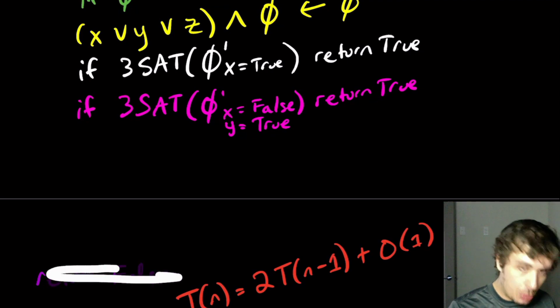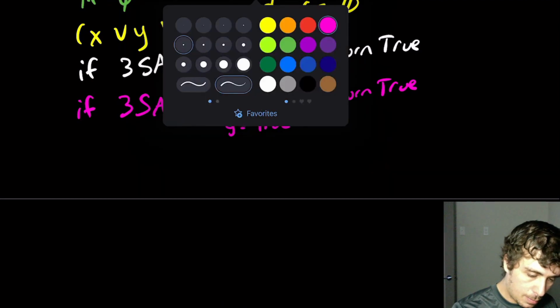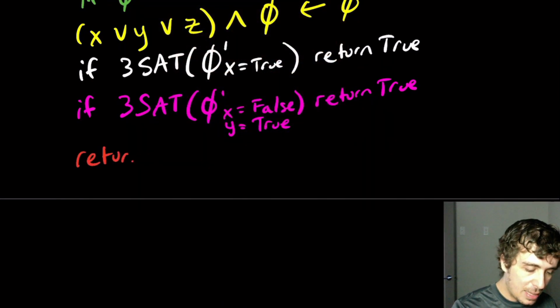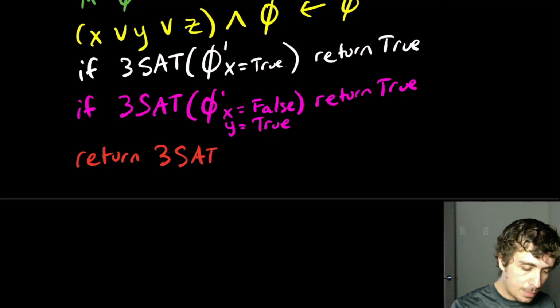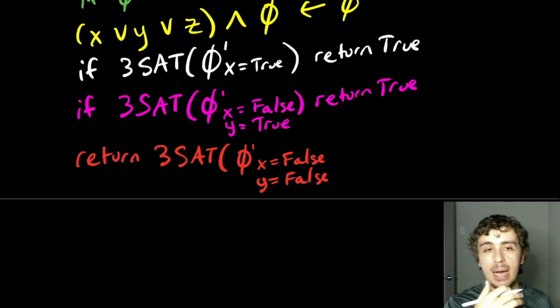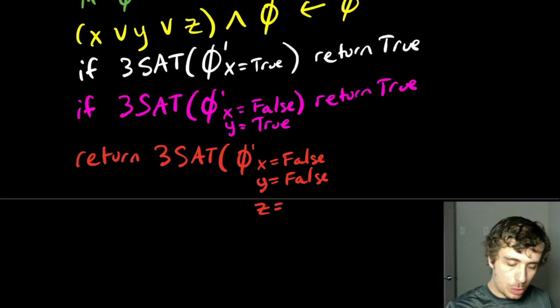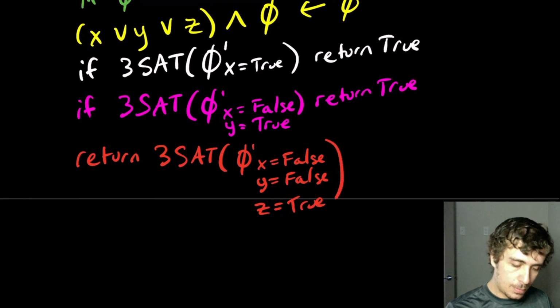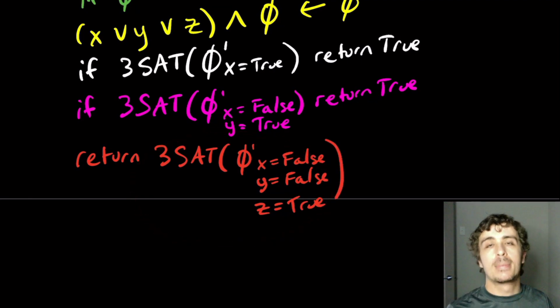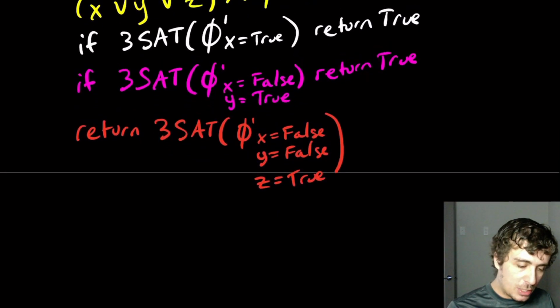So what we can return immediately here is calling 3SAT on the whole formula where I set x to be false, y to also be false. If that is satisfiable, we might as well just set the third one to be true. So I'm going to set z to be true, and I'm just going to return that. Okay? And that's it.